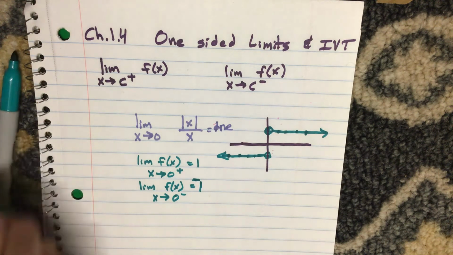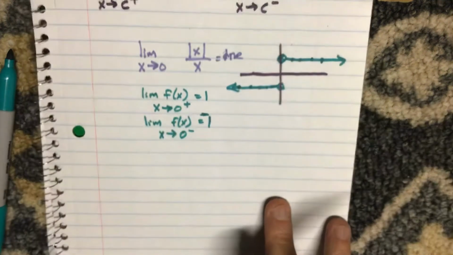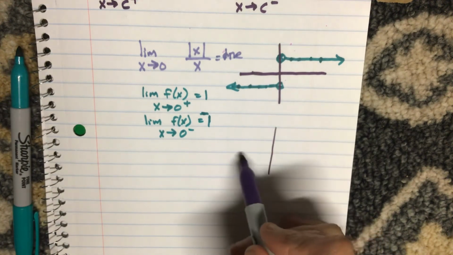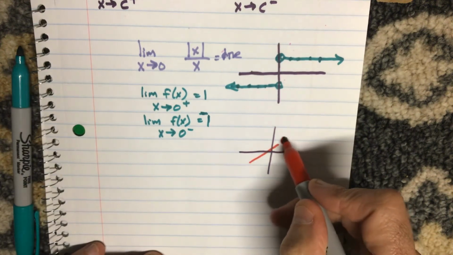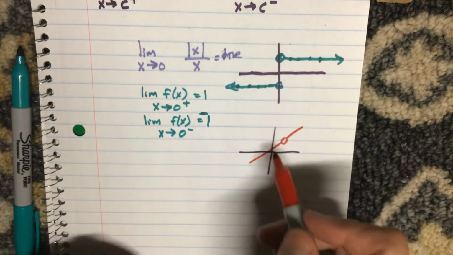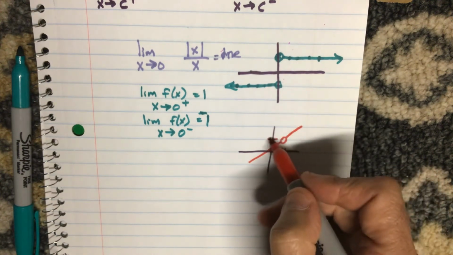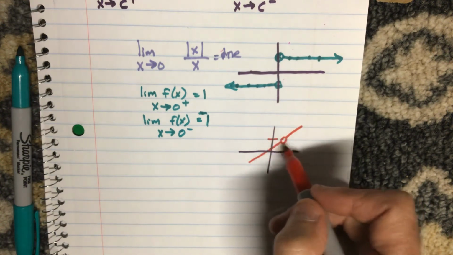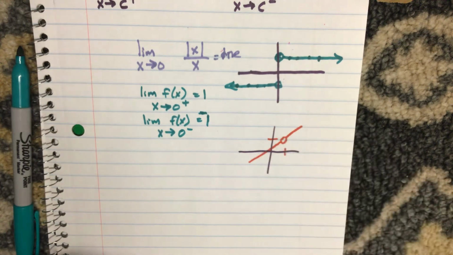Okay? Let me sketch another example, using another color. If we had a function that looks like this, linear with a hole in it, we would see that as you approach, let's say, 1 from the right, you're getting 1 for the y value. If x approaches 1 from the left, you get 1. So the overall limit here does exist because the left hand matches the right hand. So this is just an example where the overall limit does exist. And that's one-sided limits.